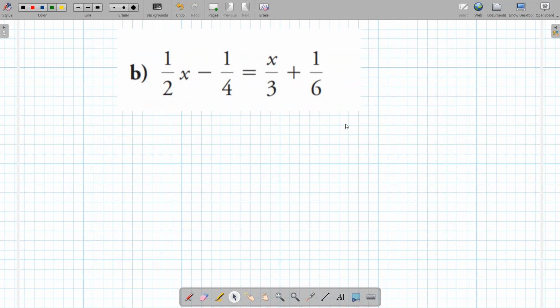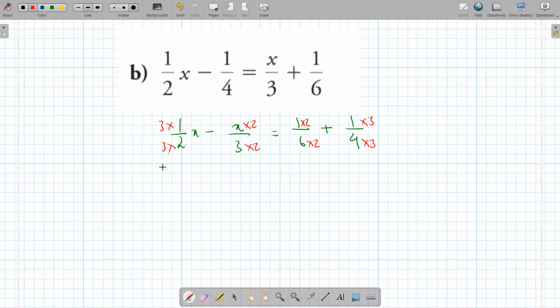So 1/2x minus x/3. And what about on the other side? Minus 1/4? No, 1/4 is going on this side, plus 1/6. Actually, we can take the common denominator between all of them. Between 2 and 3 it's 6, and 4 and 6 it's 12, so times 3, times 3, times 2, times 2. Here it's 6, so times 2, times 2. They could also be 12.